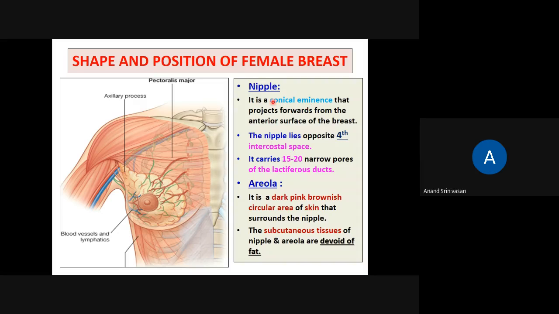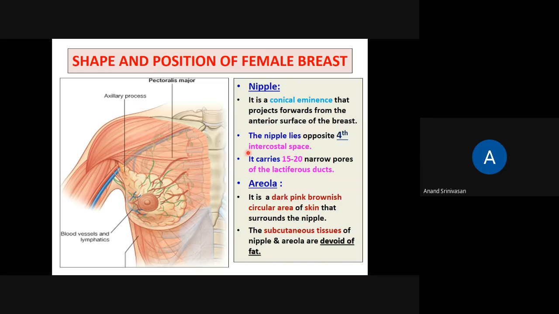The nipple is a conical eminence, and it projects forward on the anterior surface of the breast. Approximately, it lies at the level of the fourth intercostal space. It differs from person to person. And what is present in the nipple? There are many ducts which open into the nipple, around 15 to 20 small ducts, the lactiferous ducts.